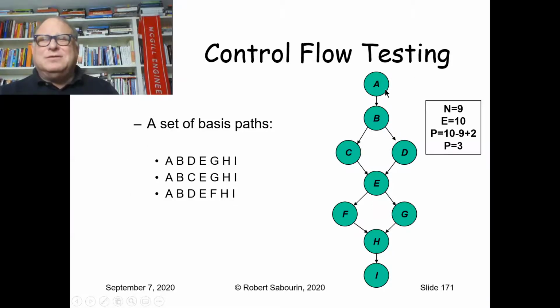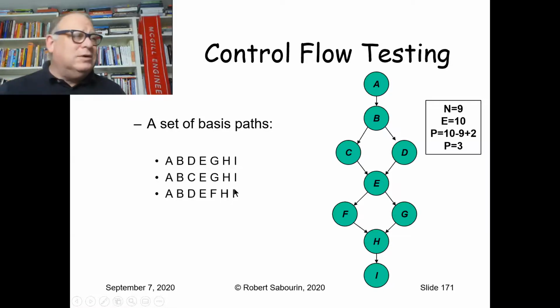So if you try to follow this A, B, D, E, G, H, I, that's one path. And then I do A, B, C, E, G, H, I, that's a second path. And then the third path would be A, B, D, E, and then we've got F, H, I. And that's the third path. Those 3 make up the basis paths of the set. And if you exercise these paths, you'll have exercised every step at least once, every edge at least once, and according to McCabe, you can create any path by somehow combining these paths.